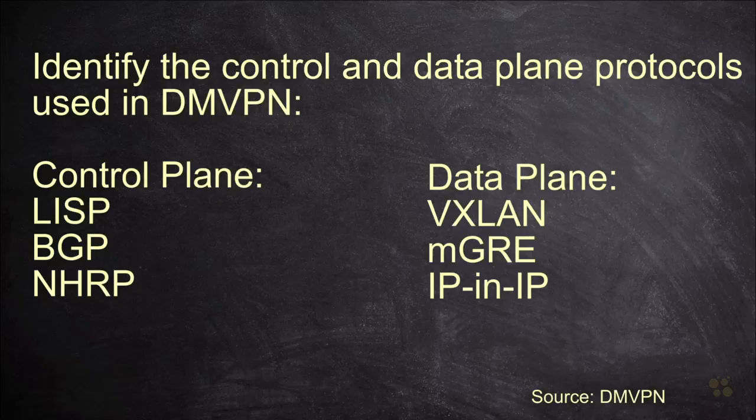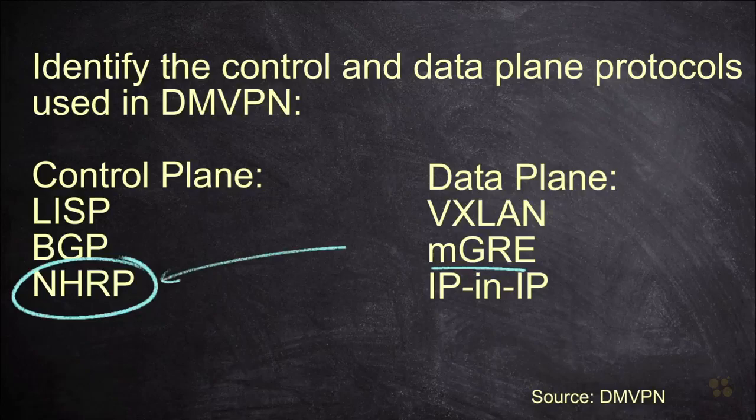Well, on the control plane side, we are going to leverage the Next Hop Resolution Protocol, or NHRP. On the data plane side, we need to encapsulate that into tunnels, and we are going to use multi-point GRE, or MGRE, as our protocol of choice. As such, NHRP and MGRE, these are the 2 protocols that come together to make DMVPN happen.